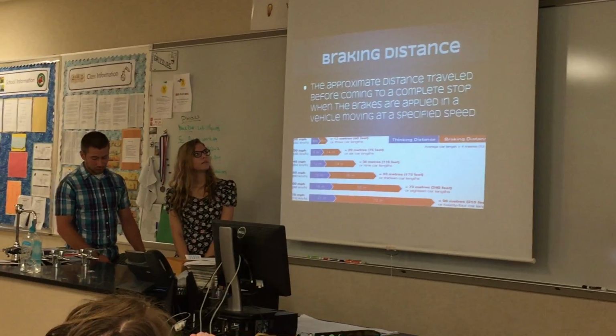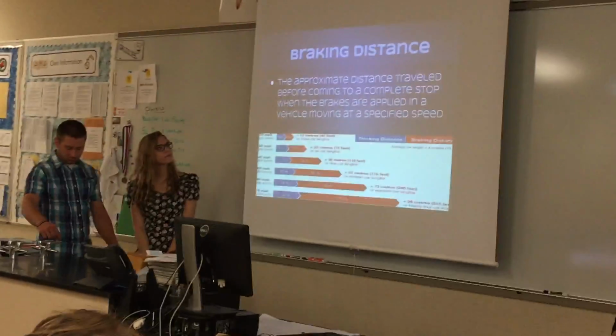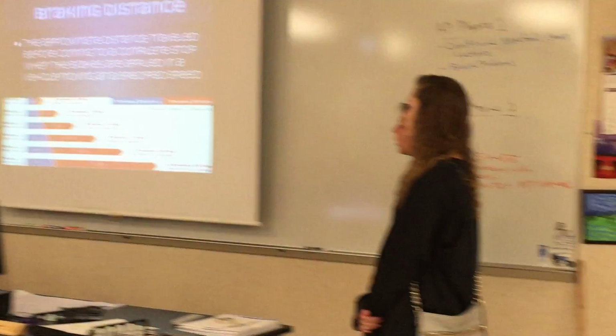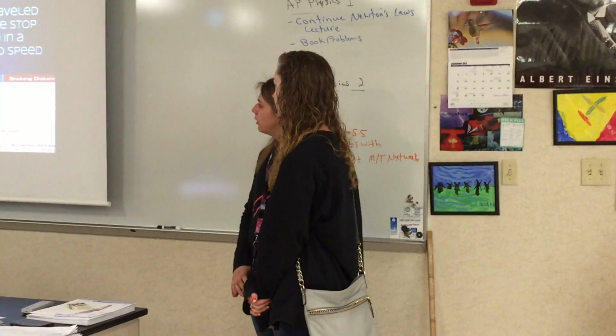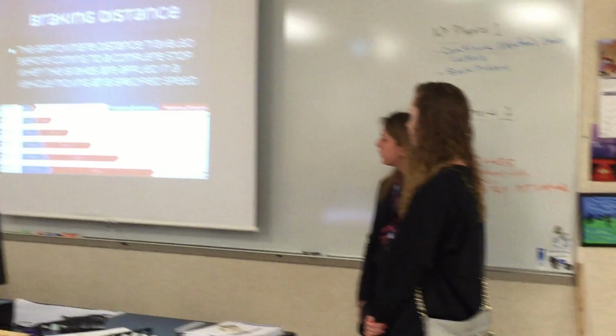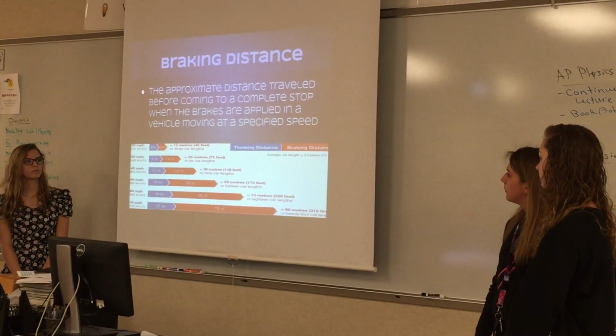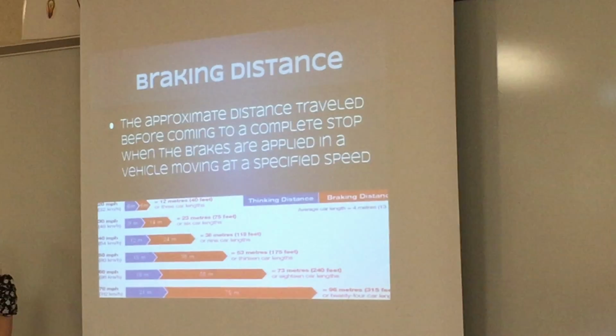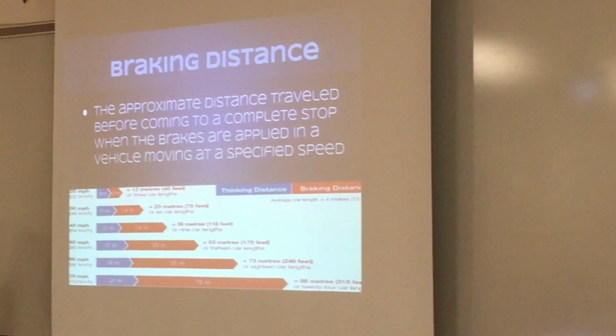Braking distance is the approximate distance traveled before coming to a complete stop when the brakes are applied on a vehicle moving at a specified speed. And in between is the thinking distance, which is also like the reaction time. So at varying speeds, the reaction time is greater or lesser.